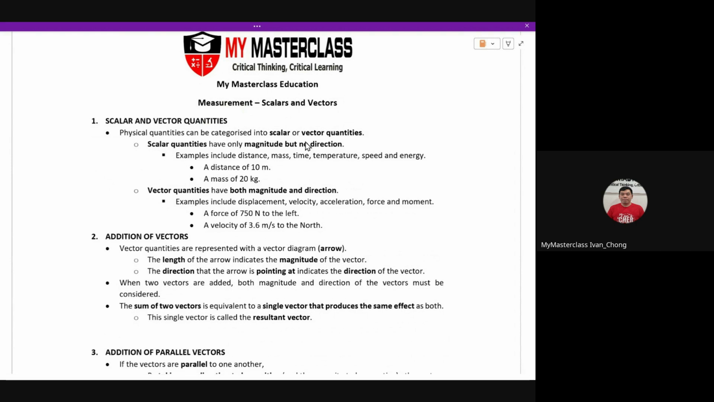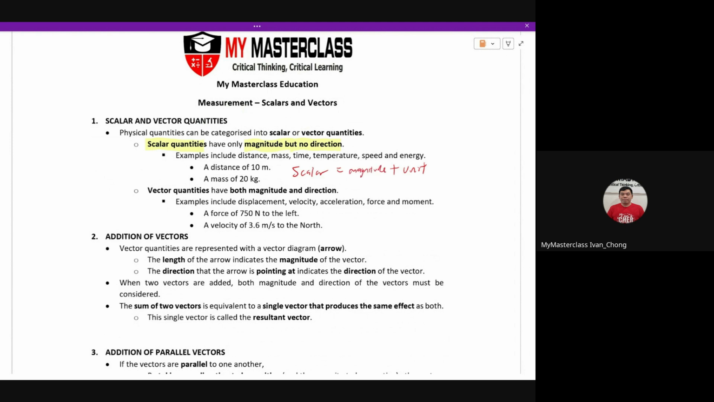So what exactly is a scalar quantity and what exactly is a vector quantity? First things first, scalar quantities only have magnitude but no direction. Which means that they only have numbers and units. So for a scalar, you want the number, which is your magnitude, and your unit. To be more precise, this is actually your magnitude.